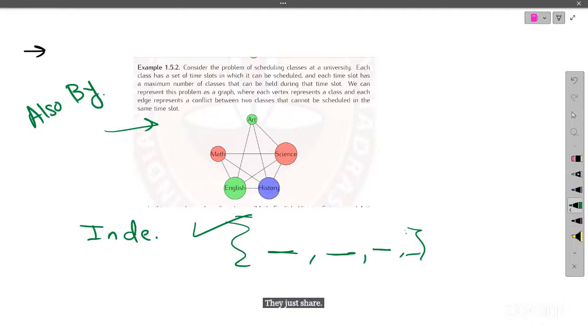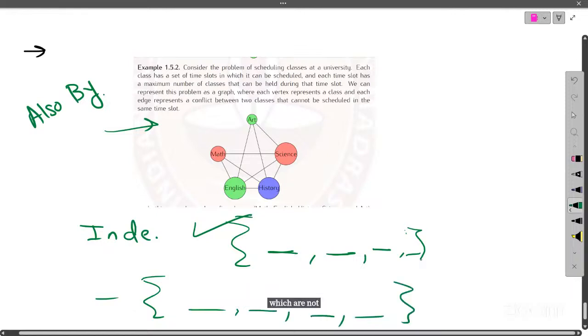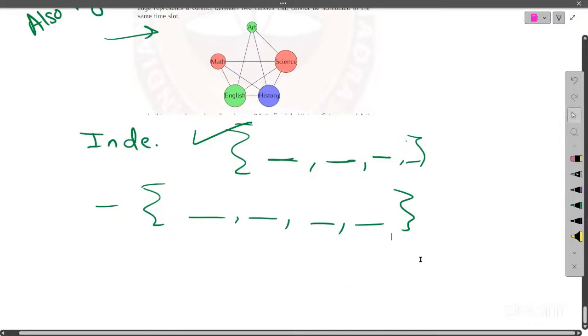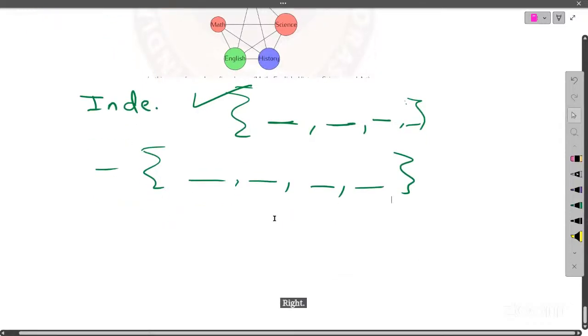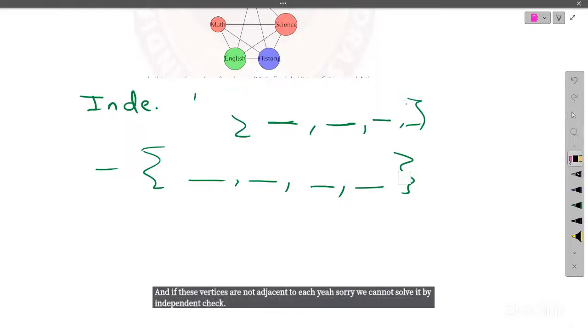Yeah, right. We can take independent set because see, a maximal independent set means we have to consider all those vertices which are not adjacent to each other, right? And if these vertices are not adjacent to each other, yeah, sorry, we cannot solve it by independent set. I bet we cannot solve it. I'll give you one example.